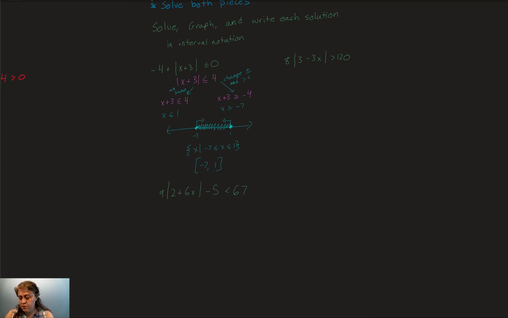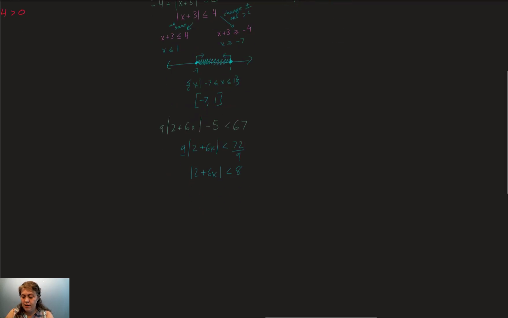Let's do this next one. Here we would add 5 to both sides. So 9 times the absolute value of 10 plus 6x is less than or equal to 72. Dividing both sides by 9, we have the absolute value of 2 plus 6x is less than or equal to 8. Splitting that up, we have 2 plus 6x is less than 8, and we have 2 plus 6x is greater than negative 8.